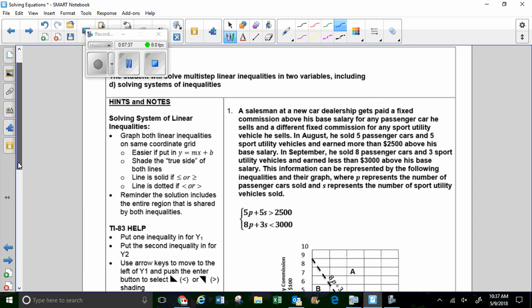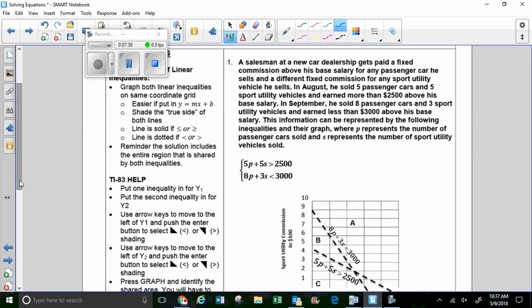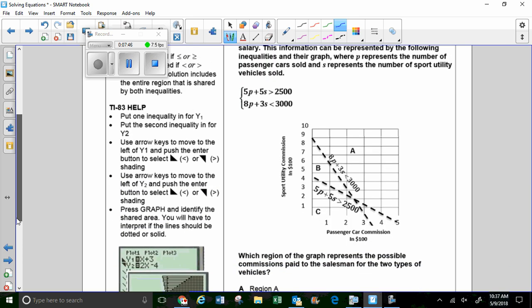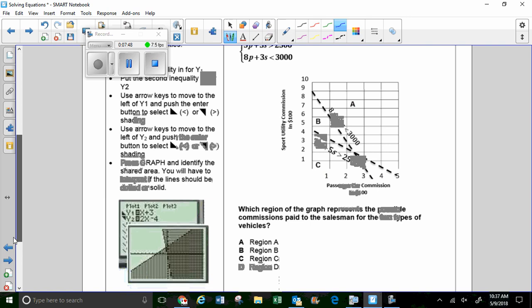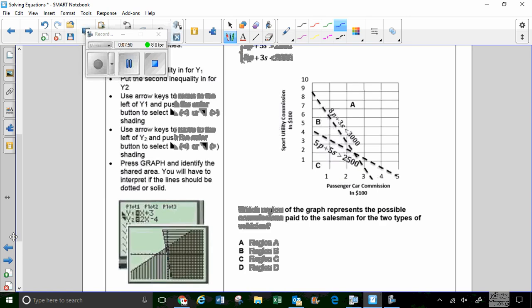Here we're looking at graphing inequality. So this is a big paragraph. It's a little bit intimidating. But let's see what the question is, and if we need to, we'll go back to the paragraph. So it says, which region of the graph represents the possible commissions paid to the salesman for the 2 types of vehicles? So they want to know, okay, well, what was the double shaded region?